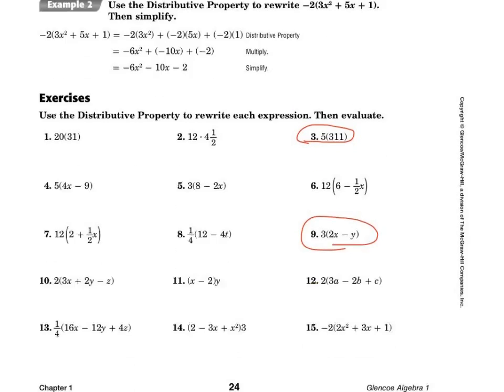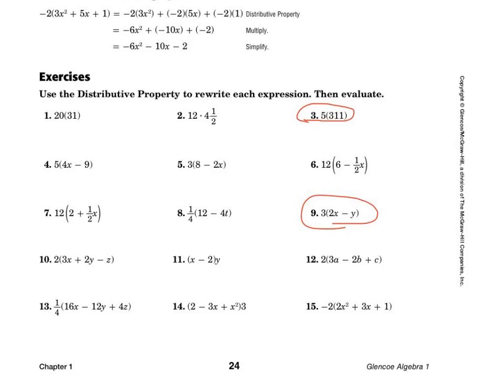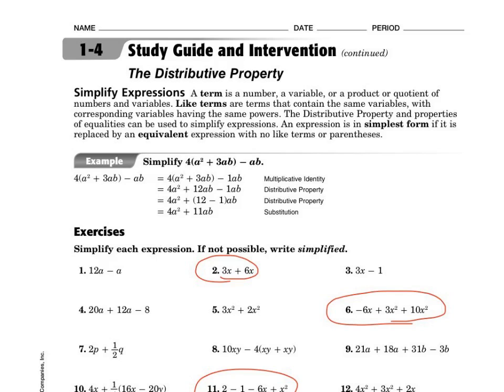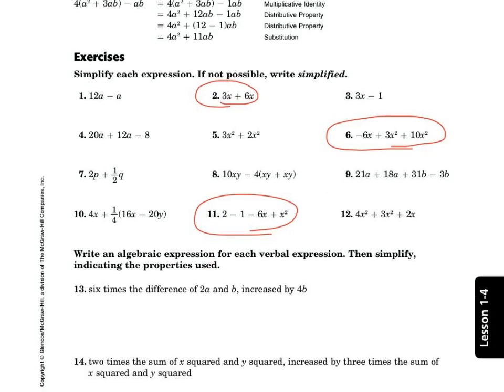Okay, just a few independent practice. Numbers 3 and 9, you're going to use distributive property on number 3 to facilitate mental math. You will use distributive property on number 9 to simplify. Okay, and here you're going to simplify. So that means use distributive property if necessary and then combine like terms. So you will do number 2, number 6, and number 11.